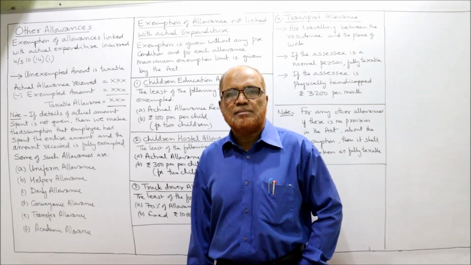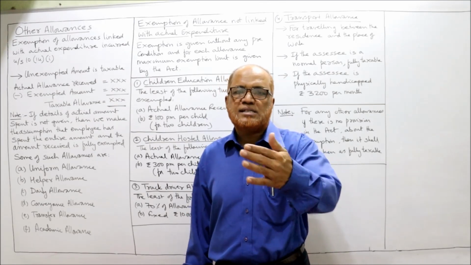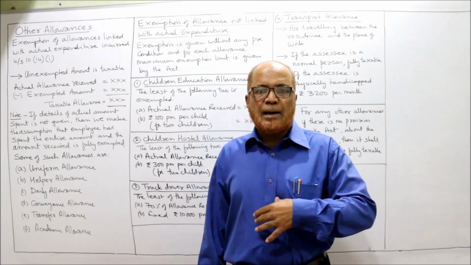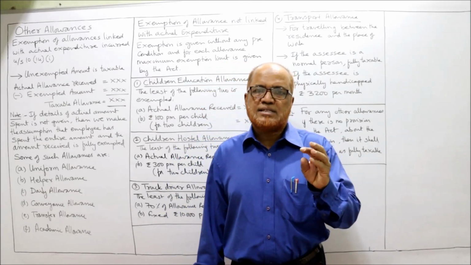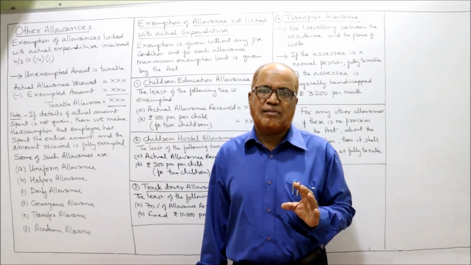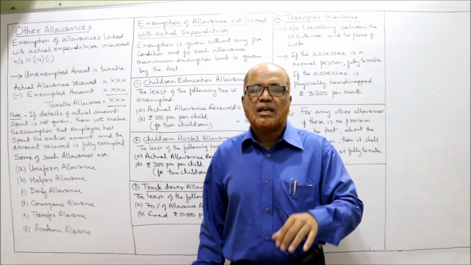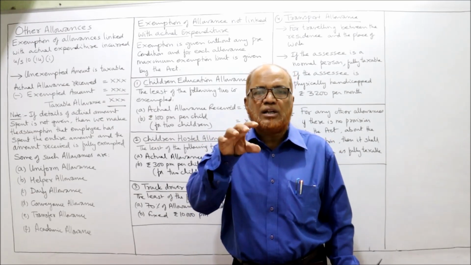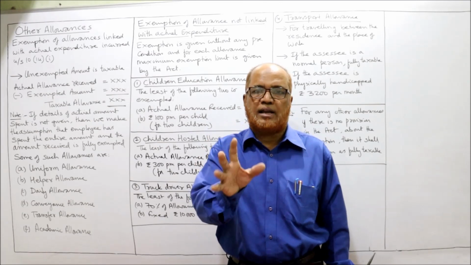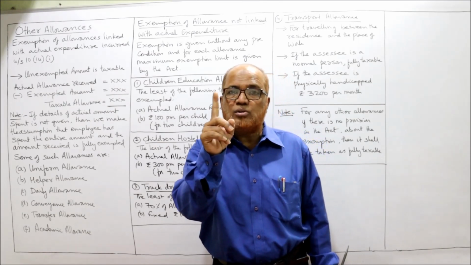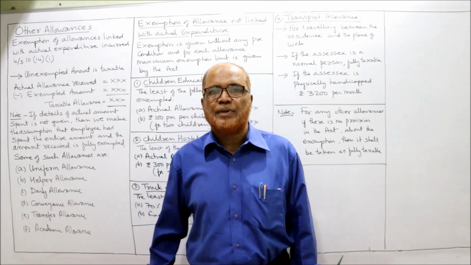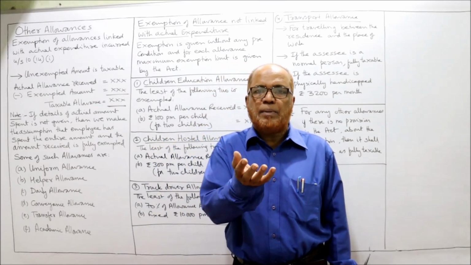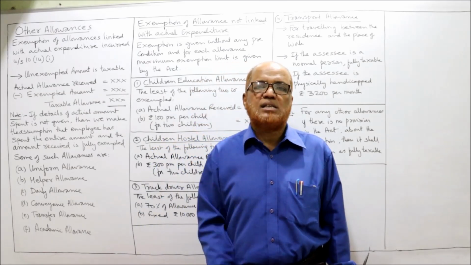A simple example I'll give you: dress allowance. Suppose the employer has given a dress allowance to the employee, that means 5,000 rupees dress allowance. Now if the details are given that the employee has spent 4,000 rupees on dress, the remaining 1,000 rupees he has not spent, that 1,000 rupees will be taxed. So how much is taxable depends on how much expenditure he has incurred.